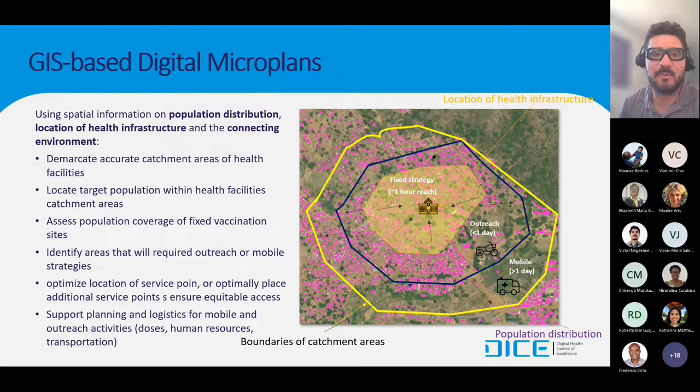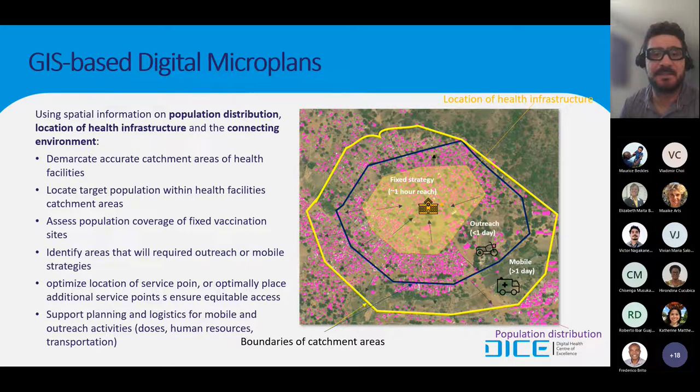This can support decision makers involved in microplanning in a number of ways. For example, it can support mapping accurate catchment areas of health facilities, locating the target population within specific health facility catchment areas, and optimizing the delineation of catchment areas so that there is no overlap and the population is being served in the most optimal way.